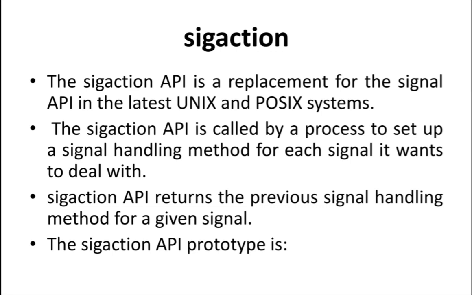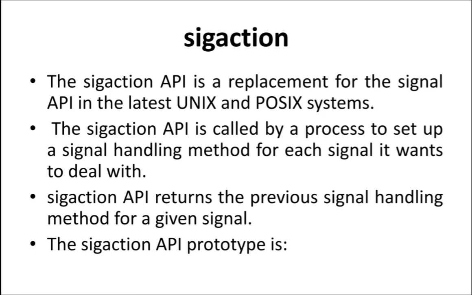Next API is sigaction. The sigaction API is a replacement for the signal API in the latest Unix and POSIX systems. I explained the signal API, so if you want to know more about it, you can check the playlist Unix System Programming. So sigaction also does the same thing as the signal API, right? Getting, guys? In recent Unix systems, instead of the signal API, they are using sigaction. It is going to do the same thing as the signal API.